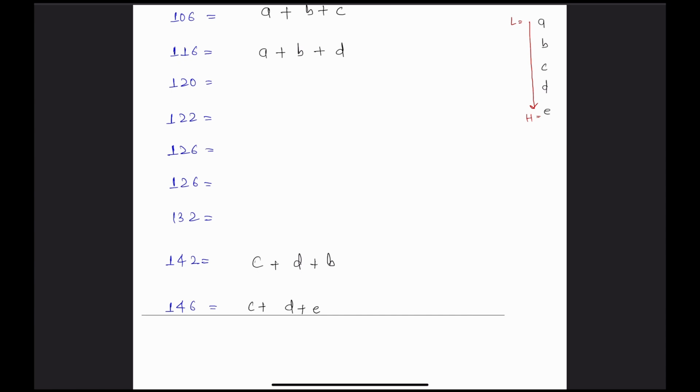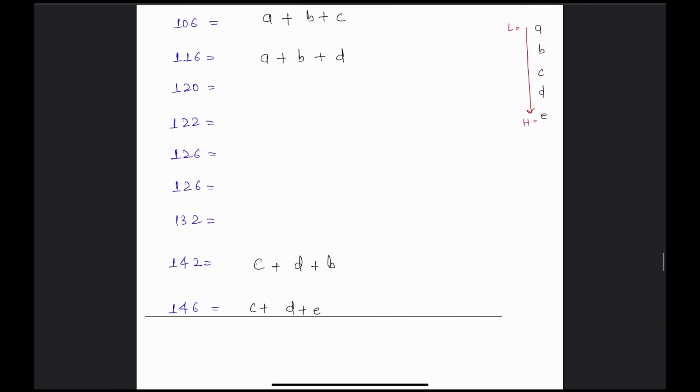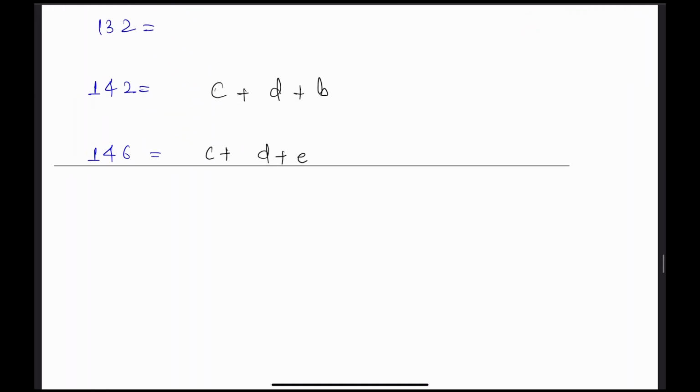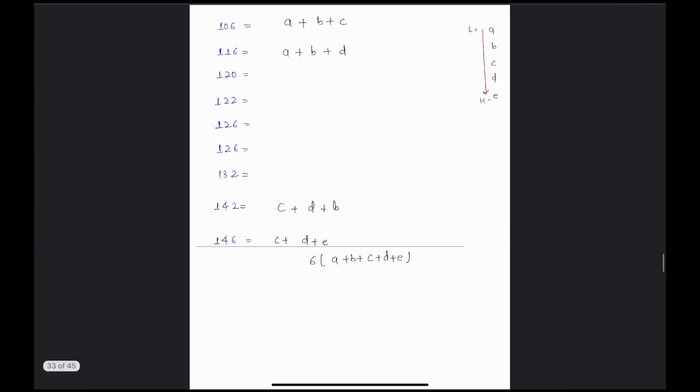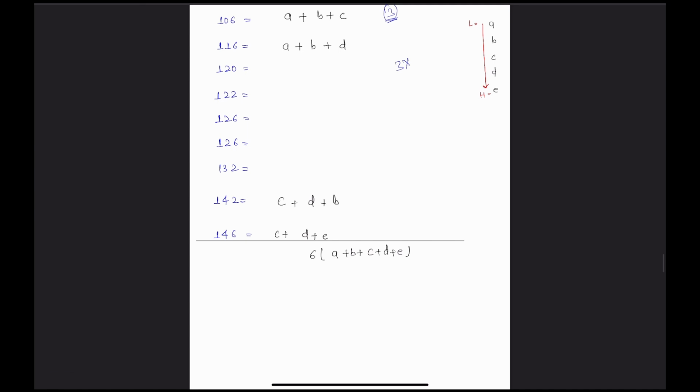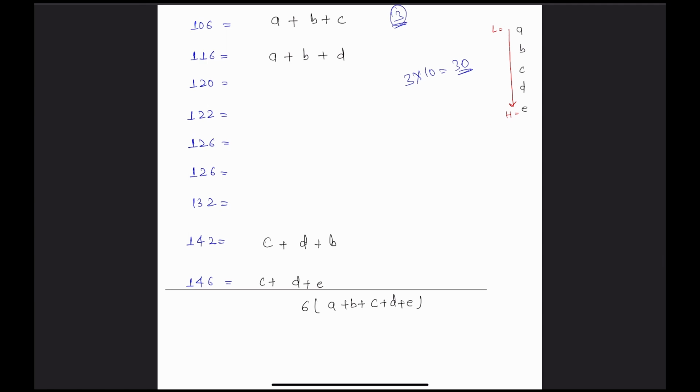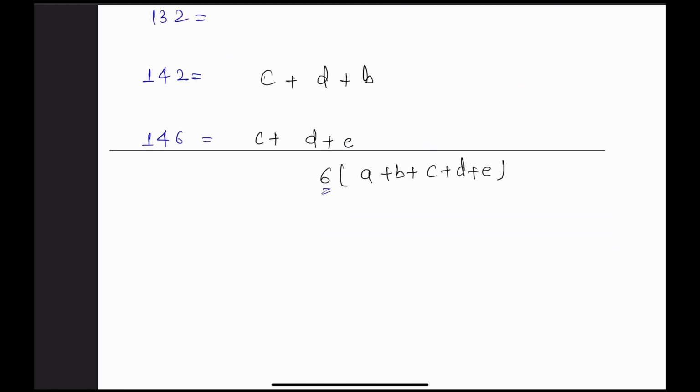In this, if you notice, if these values are coming, eventually if we add everything, it will be in the form of 6 into (a plus b plus c plus d plus e). How did this value come? We can say that in one sum there are 3 variables. In total there are 10 sums, so 3 into 10, 30 variables. And we know these 30 variables comprise 5 different variables, so each will come 30 by 5 equals 6 times. That's how I wrote 6 here.